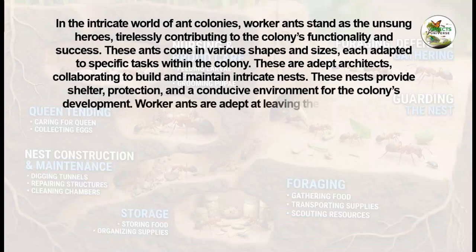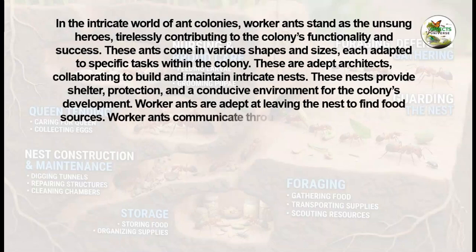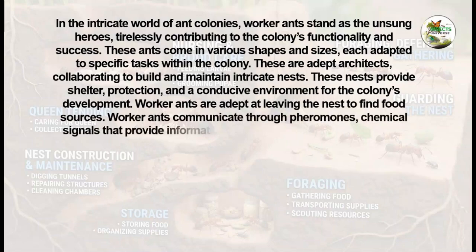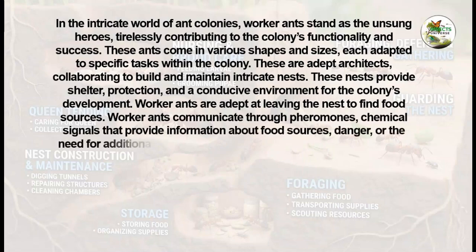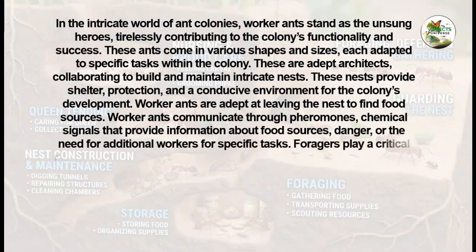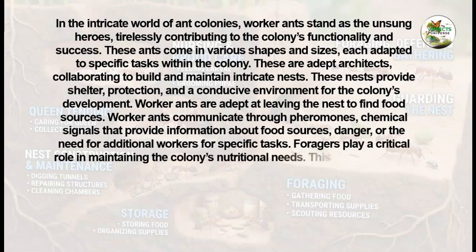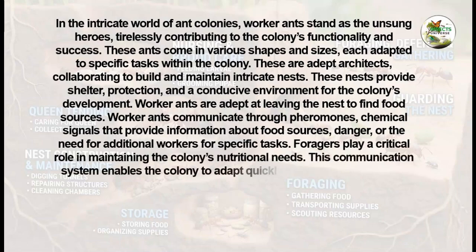Worker ants are adept at leaving the nest to find food sources. Worker ants communicate through pheromones, chemical signals that provide information about food sources, danger, or the need for additional workers for specific tasks. Foragers play a critical role in maintaining the colony's nutritional needs. This communication system enables the colony to adapt quickly to changing conditions.